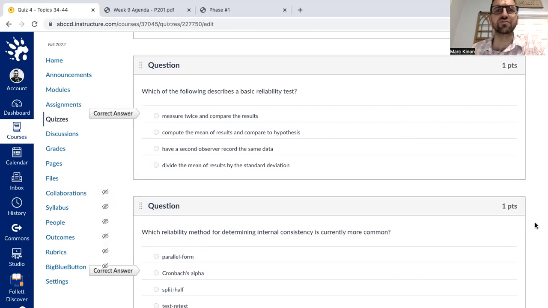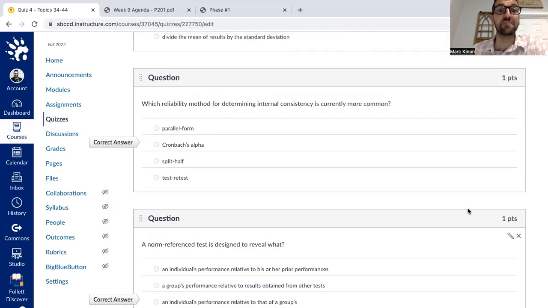Which of the following describes a basic reliability test? Measure twice and compare the results. Yeah, that's it. If you measure the Rosenberg self-esteem scale twice and you have different scores, it seems like it has low reliability. If you measure twice and you have about the same score, it seems like it's measuring consistently.